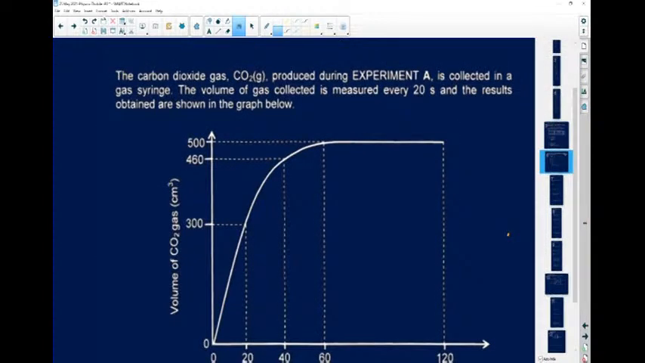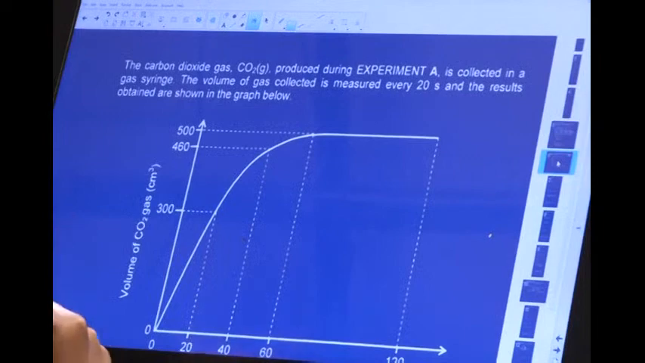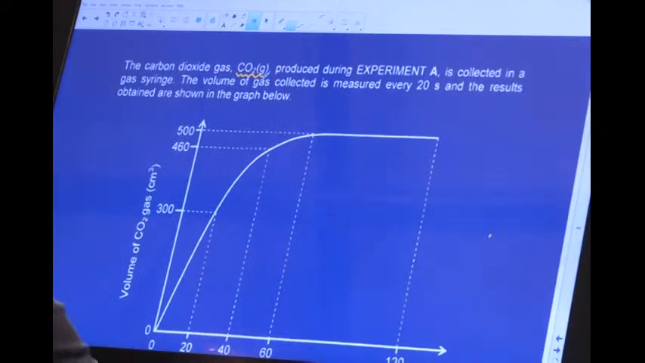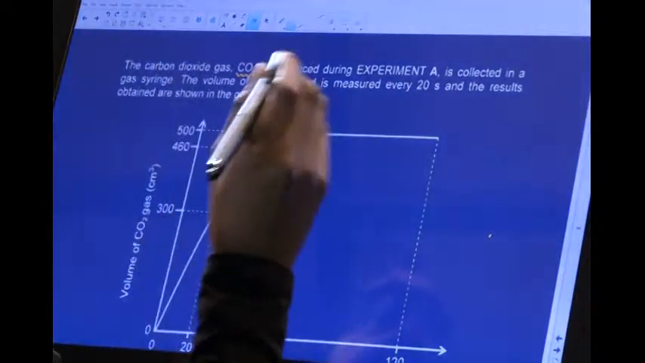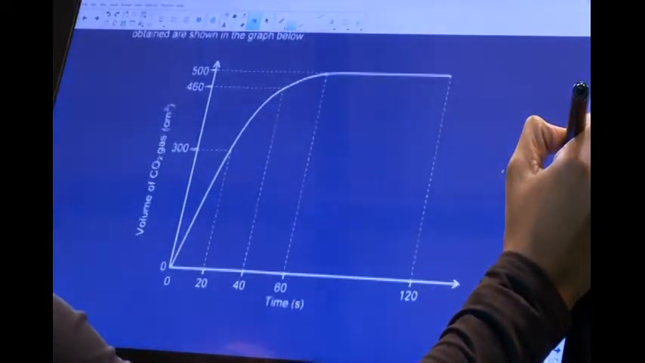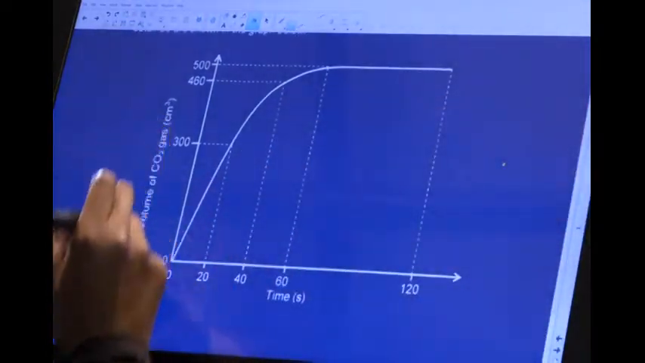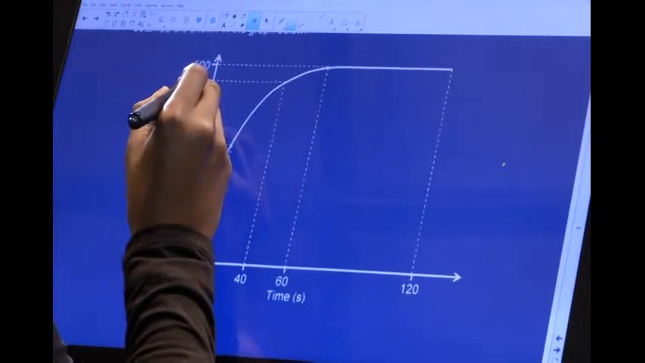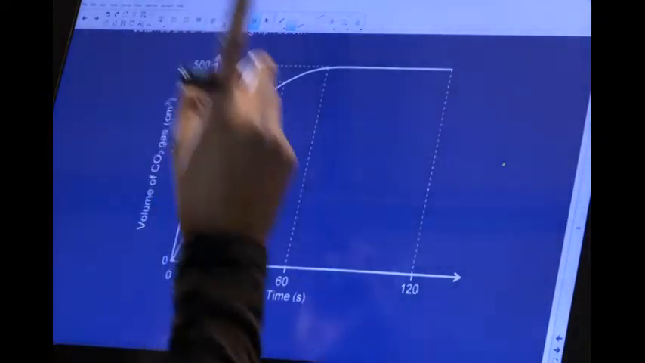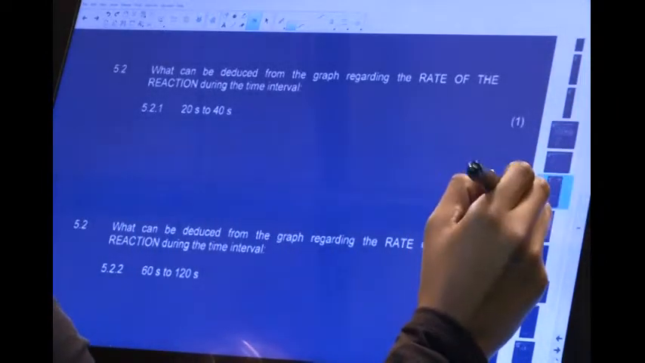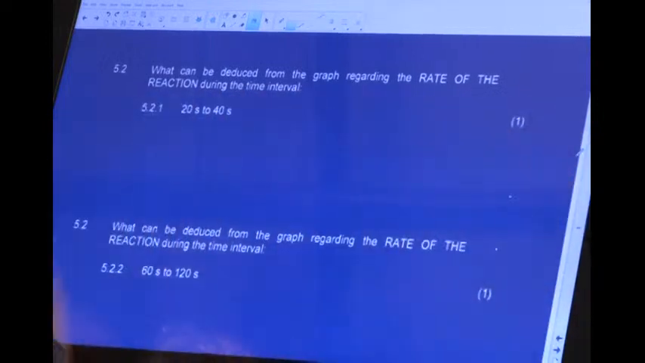And then our question continues. Now they're telling us that the carbon dioxide gas, CO2, which is produced during experiment A, is collected in a gas syringe. The volume of gas collected is measured every 20 seconds, and the results obtained are shown below. So this is the graph that we have, and I can see that I've got the volume on my vertical axis and the time on my horizontal axis, and I can see what is happening with the volume in the different phases of time. Let's see what the question says. The first question, 5.2, says: what can be deduced, right?